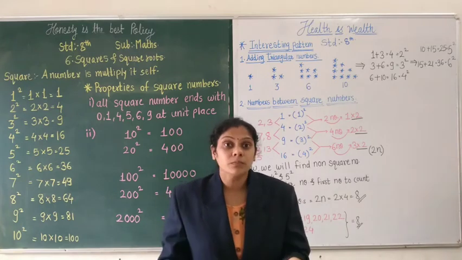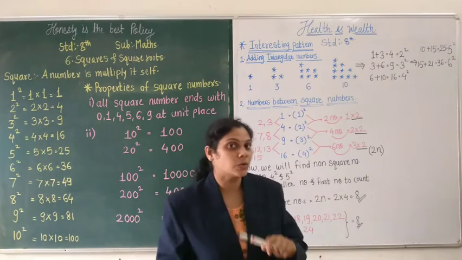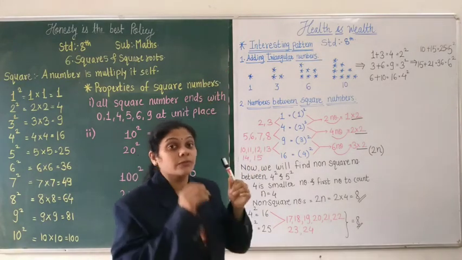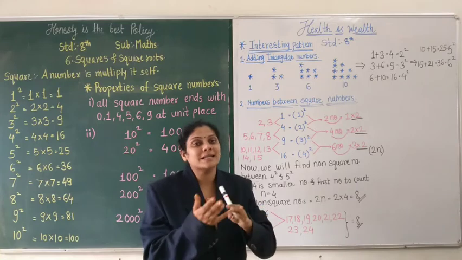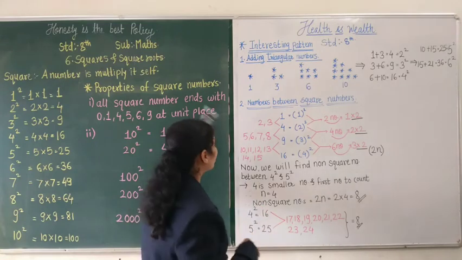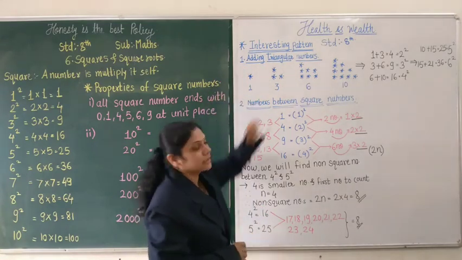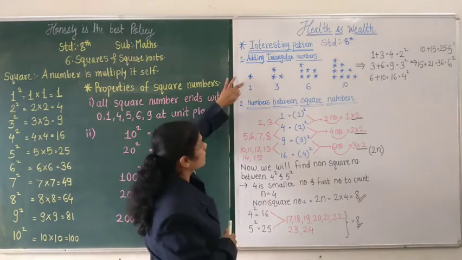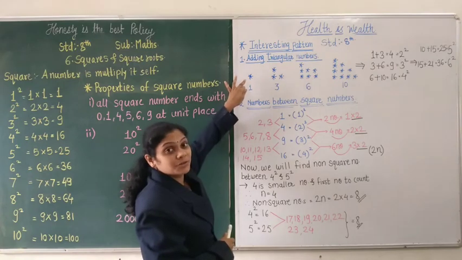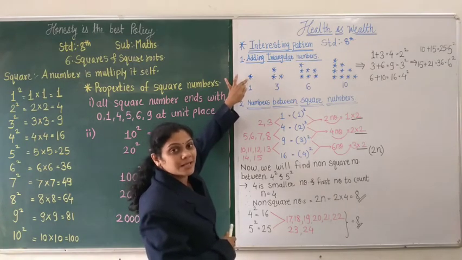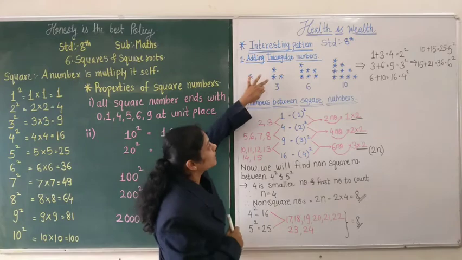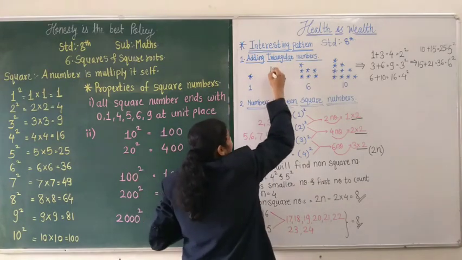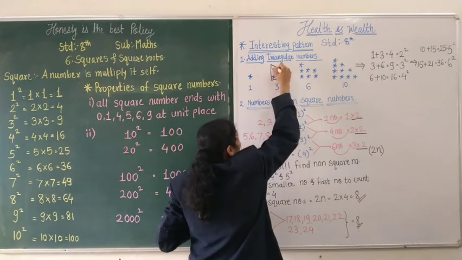So there are some more interesting properties. Look here carefully. Interesting patterns. We are going to study some properties from the point of view of patterns. So the first pattern: adding triangular numbers. Do you know the triangular numbers? Look here. 1. I can draw a triangle with this sign, because how many signs are there? Only 1. How many signs are here? 1, 2, 3. So it can form a triangle.